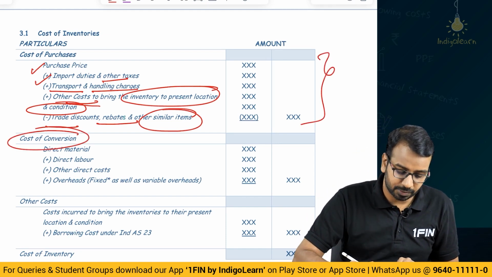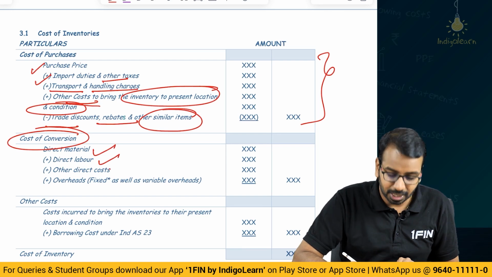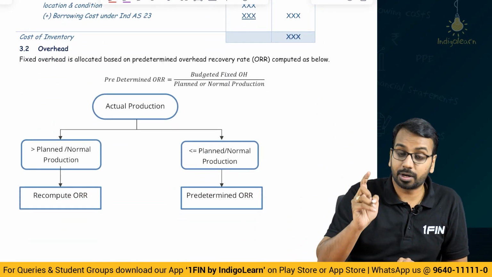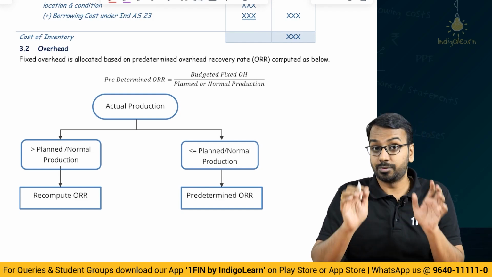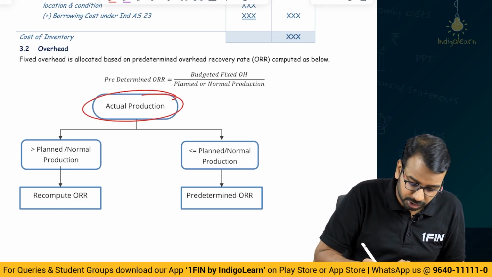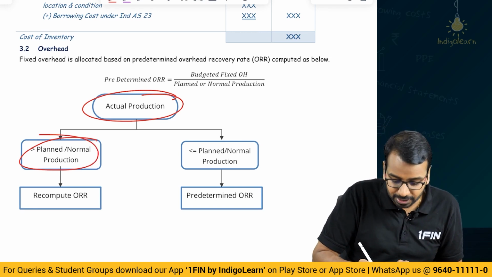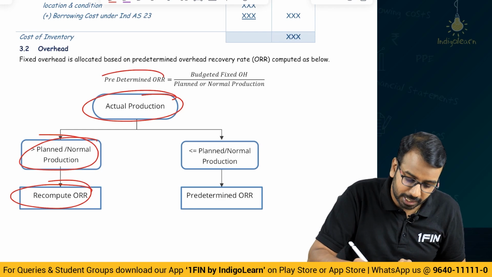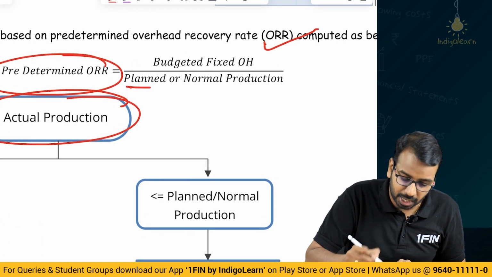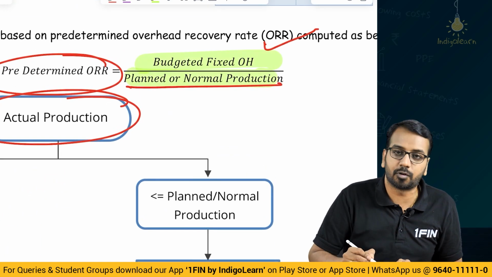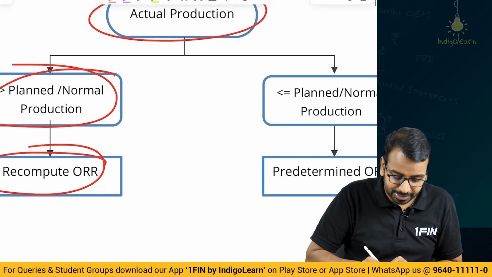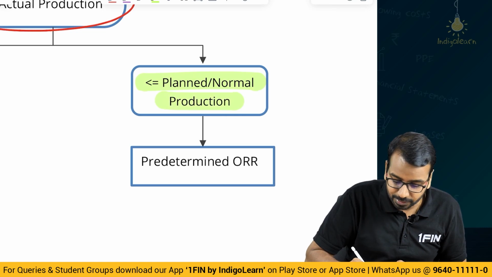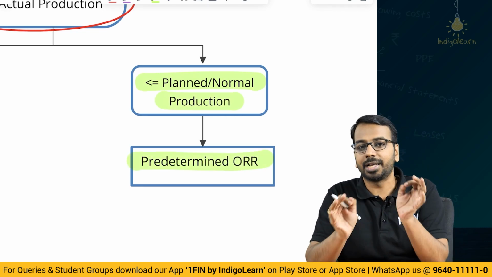Then when it comes to cost of conversion, direct material, labor and any other direct cost and overheads. Now when it comes to overhead absorption, what you have to keep in mind is, if the actual production is greater than the planned production, we will recompute the ORR. What is ORR? Overhead recovery rate. Normally ORR is your budgeted overhead divided by planned or normal production. This is the normal formula. But if actual production is more, we will recompute the ORR. If the actual production is less than the normal production, we will use the predetermined ORR. We will not recompute the ORR.